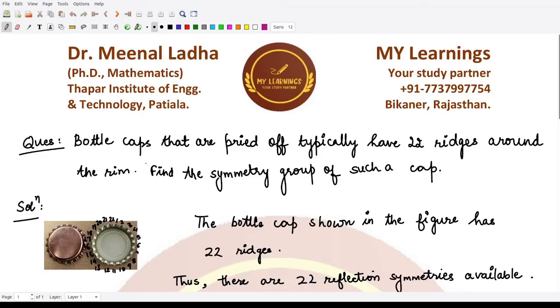So here they are saying bottle caps that are pried off typically have 22 ridges around the rim. We need to find the symmetry group of such a cap. So what are the bottle caps that we use over certain bottles? These are the kind of caps. Here you can see these marks on the cap. In general there are 22 such marks present on a typical bottle cap. I have labeled all these marks by the numbers 1 to 22. They are asking you what is the symmetry group of such a cap.